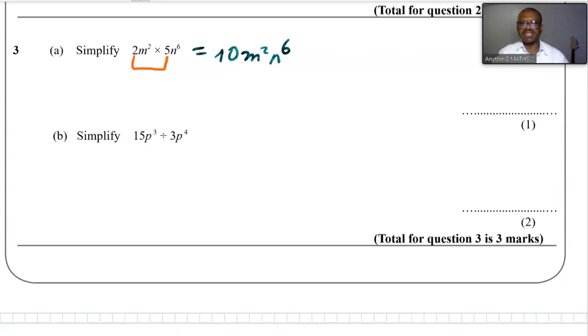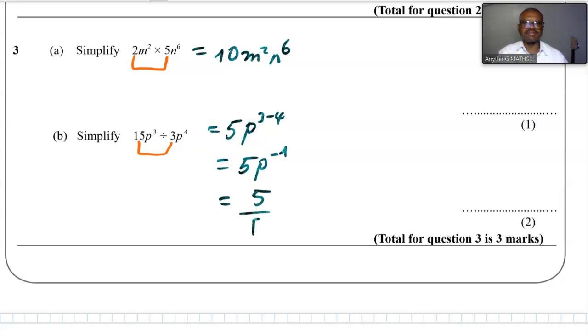The second is 15 divided by 3, and that will give us 5. We have p raised to the power 3 divided by p raised to the power 4, so you're going to get p to the 3 minus 4, and we're going to have 5 times p raised to the minus 1, and this is the same as 5 over p. Okay, so this is correct, and the last one too is the correct answer.